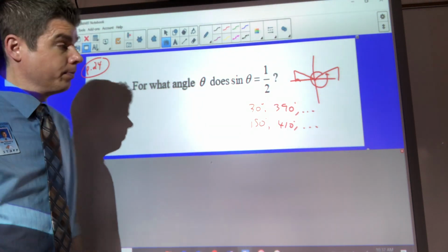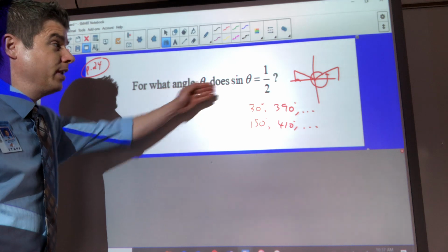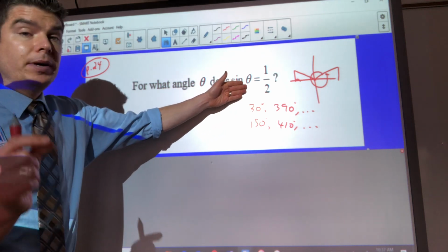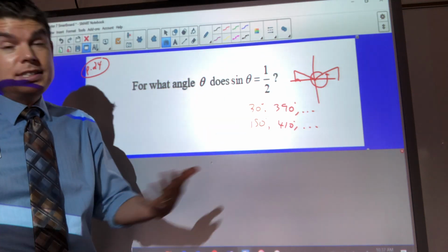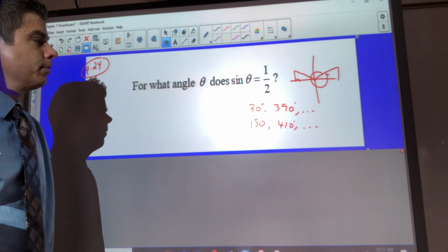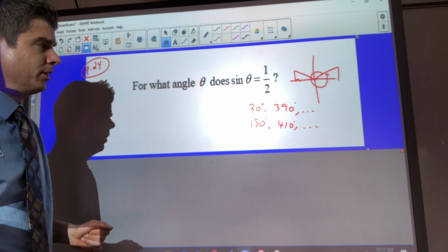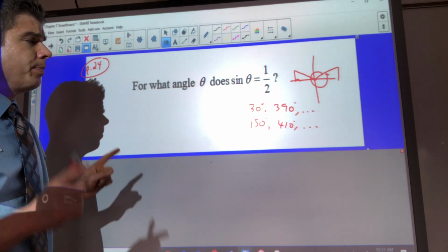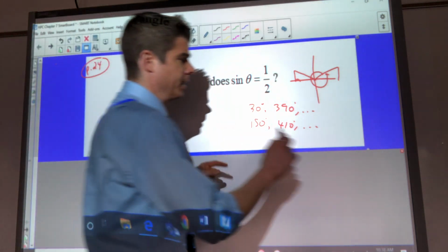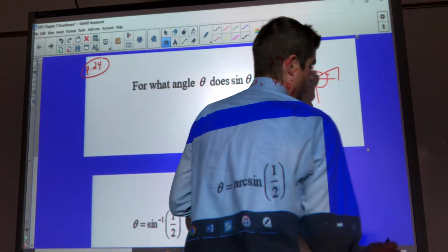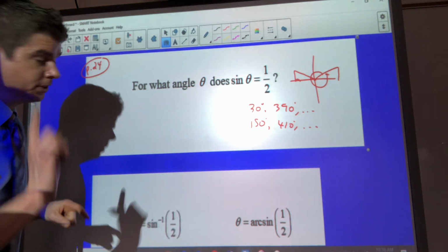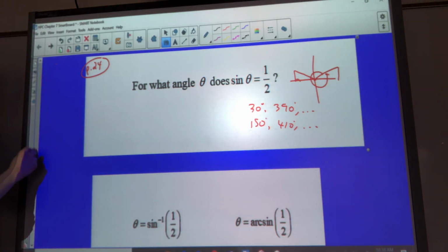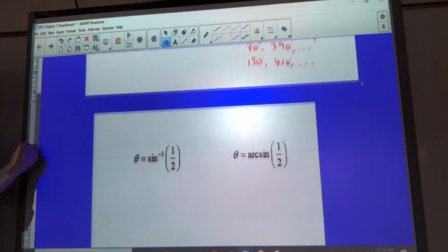Radian mode would work too. There's an infinite number of answers that would satisfy this equation. Or you could think there's two sets of infinite numbers that satisfy this equation. Okay, so what if we redefine how we're going to ask this so that there's exactly only one solution? And that's where we're going to introduce the inverse function.